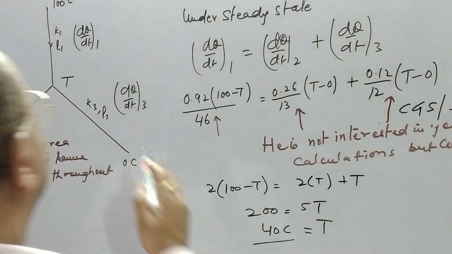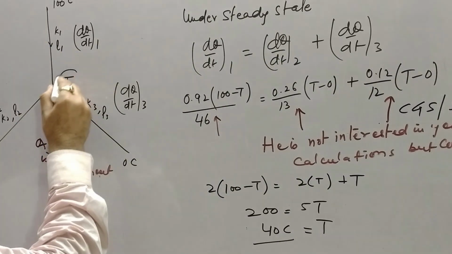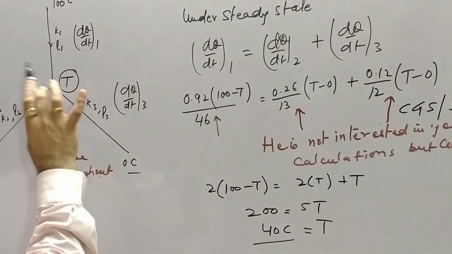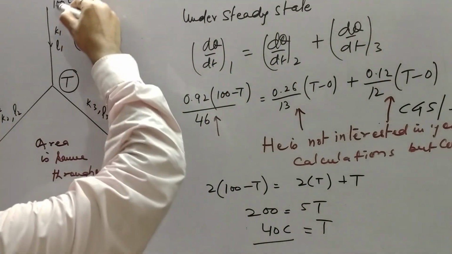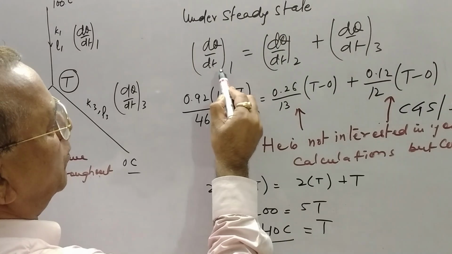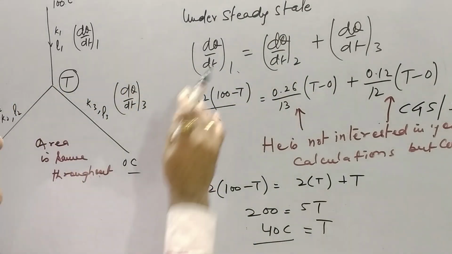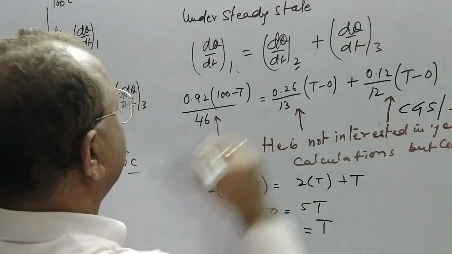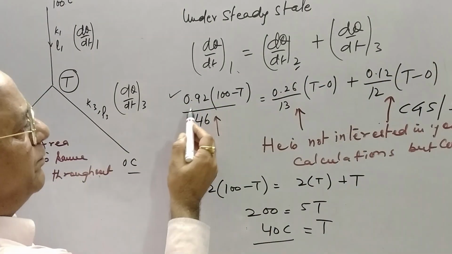Now in this problem, this point is at 100 degrees, the junction is at T degrees, and the other junction is maintained at 0 degrees. Area is the same throughout, therefore under steady state condition, the heat flowing from this point to this point, that is dQ by dt first, should be equal to the parallel division of heat, dQ by dt second plus dQ by dt third. Now here you are given K, A is the same, therefore it cancels out.